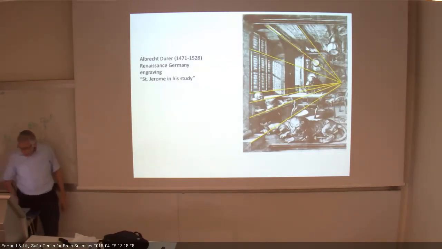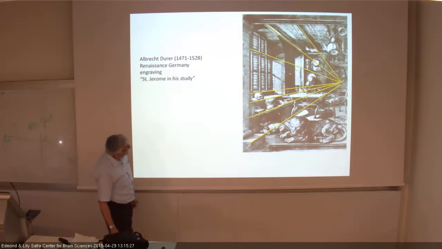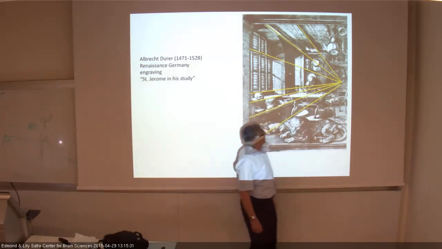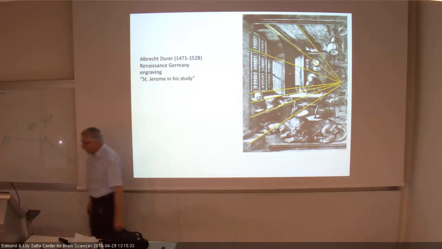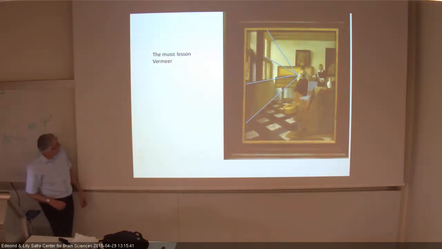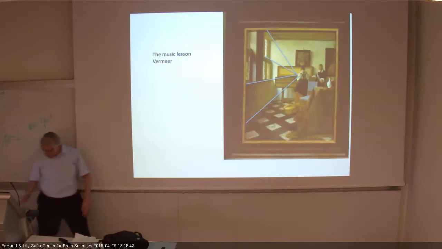This is a Dürer. They all meet at this point. Where they meet is up to the artist. Or this, by Vermeer, all the lines, parallel lines, meet. If I do them well, I don't know.